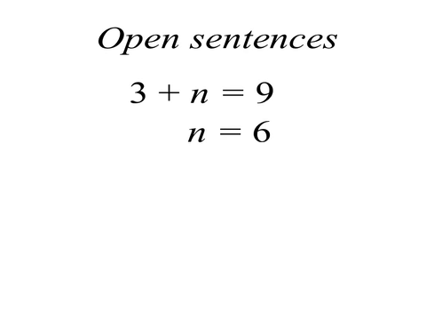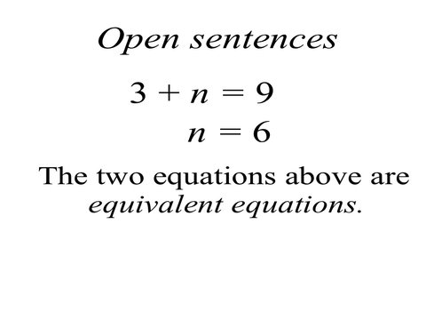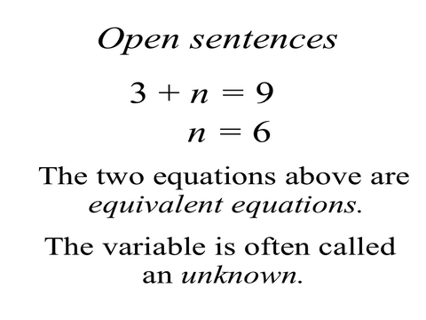So we say that 6 is a solution to this equation, and we often write it as n is equal to 6. When we write it, n is equal to 6, that's also an equation. It's much shorter and simpler than the first one, but in both cases, the correct number for n is 6. So we say that the two equations above are equivalent equations. And the variable is often called an unknown.